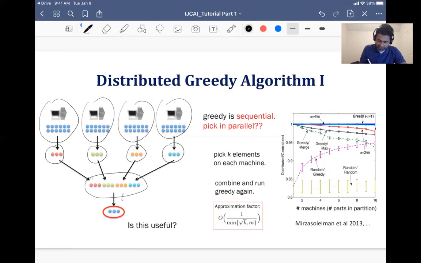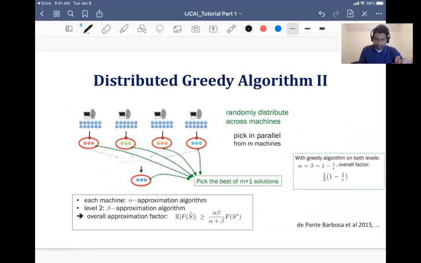Again, you run greedy. If there are m machines, this is going to be m times k, and you run greedy and you get k. It turns out that this also has an approximation guarantee, but it's not a constant factor. So this was one of the first papers to study distributed submodular optimization.